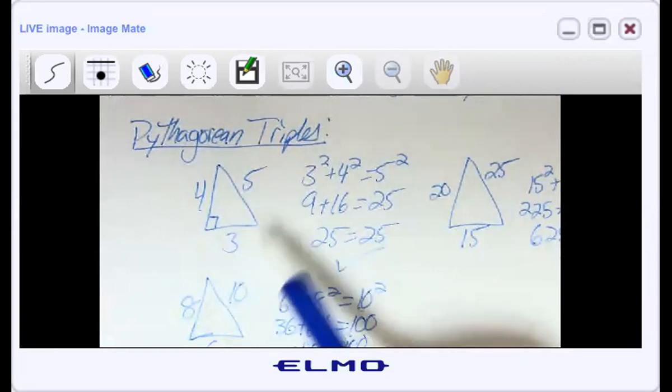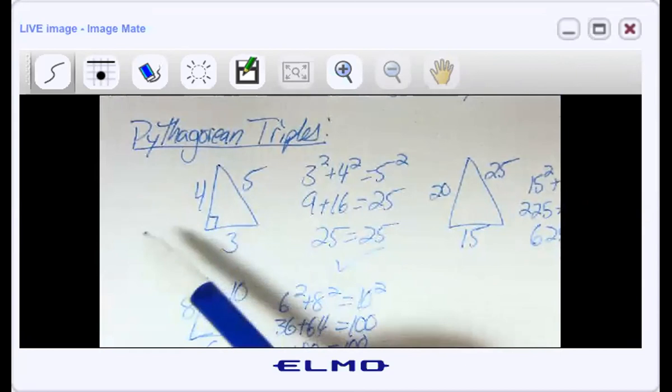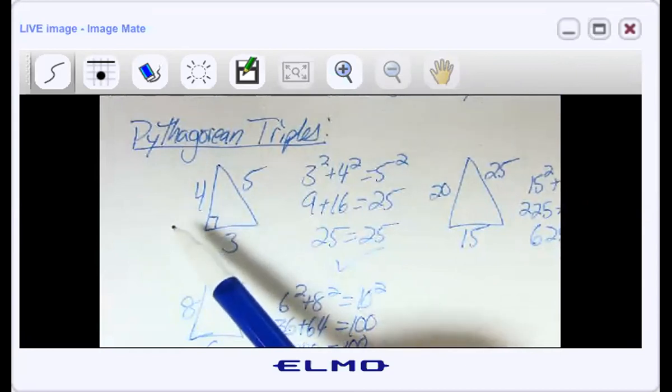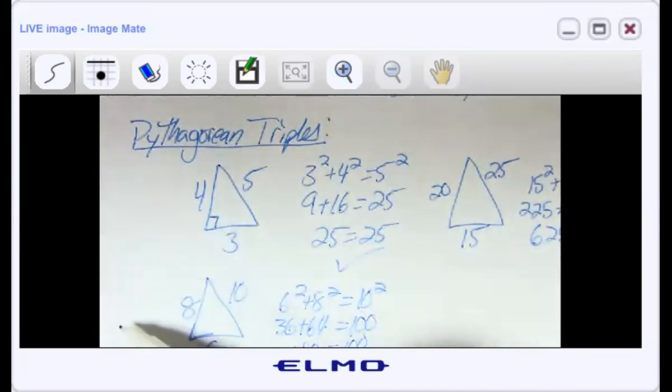So this will save you lots and lots of time on your homework, on your upcoming test on Friday. Whenever you see a 3, 4, 5 or a multiple of 3, 4, 5, you know it's got to be a right triangle. All right, cool. So that is it for the notes today.